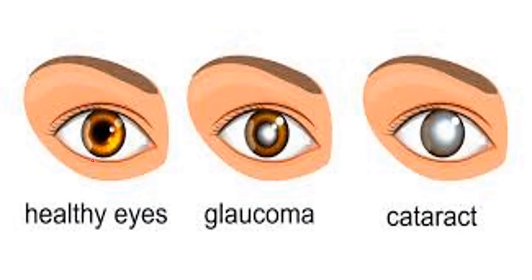So this is a healthy eye, you can see, this is a glaucoma patient, and this is cataract. In cataract, as I said, there will be a cloudy appearance, and in glaucoma you can see there is damage to the eye, and there will be abnormally high intraocular pressure.